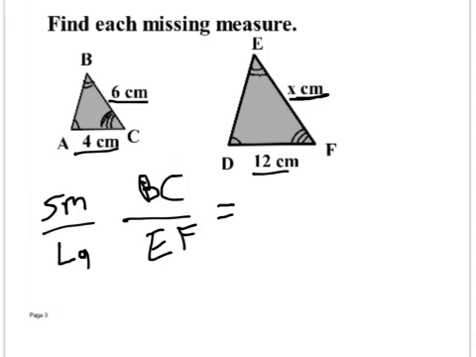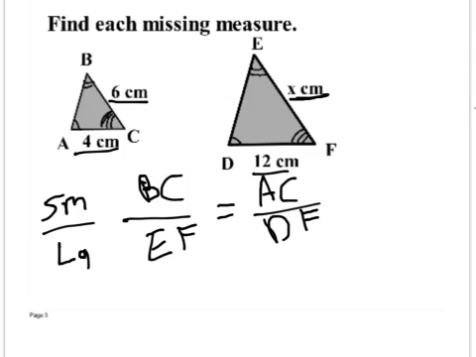Now, I've used BC. The only other side of that small triangle that tells me how long it is is AC. So we're going to go AC here. Remember, I've kept the small triangle always on top. So someone else raise your hand. Tell me what side is corresponding or proportional to AC. Braden? DF.